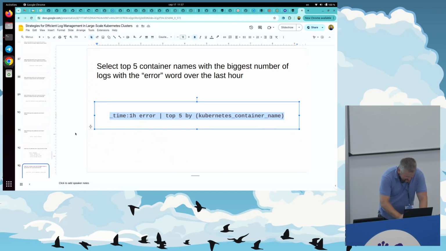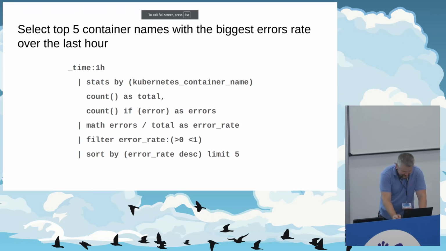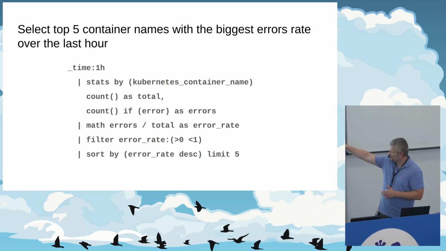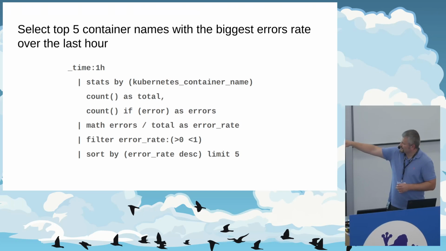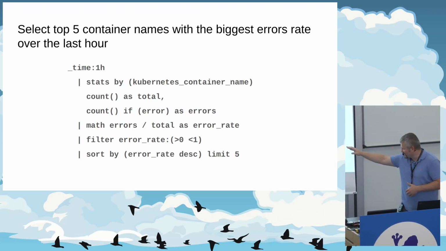Okay, let's go further. Oh, that's a monster query. What it does, it selects the top 5 container names which generate the biggest error rate over the last hour. This means that it calculates the total number of rows per each container, the total number of rows per each container with the error word, and then divides the number of rows with errors by the total number of rows, and filters the error rate.